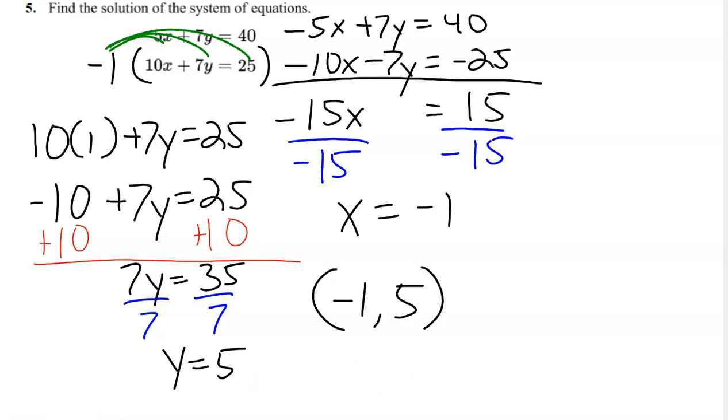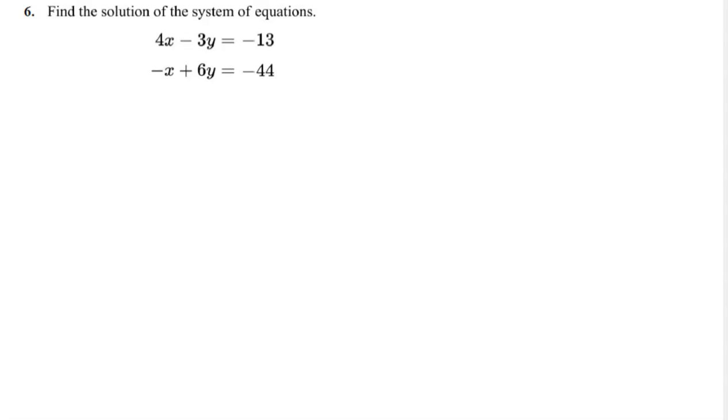Alright, let's take a look at the final example. Okay, here I don't have any of the numbers the same. So sometimes that happens. So what you'll need to do is be able to use multiplication to change one of the numbers to get that same number opposite signs. Okay? So in the x term, I got opposite signs but not the same number. And in the y term, I got opposite signs, not the same number.